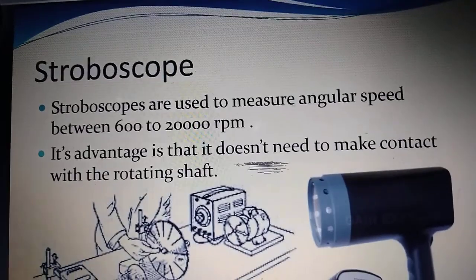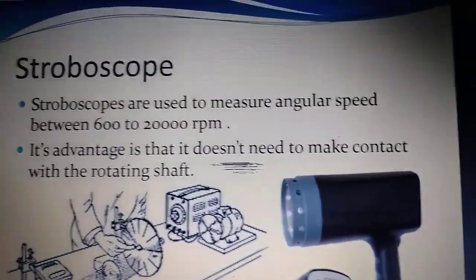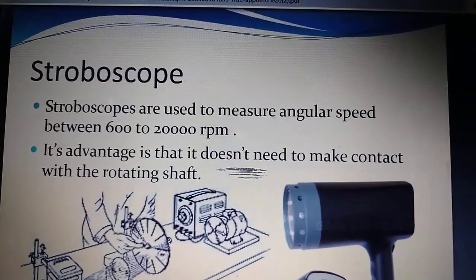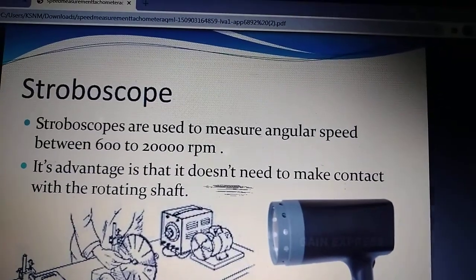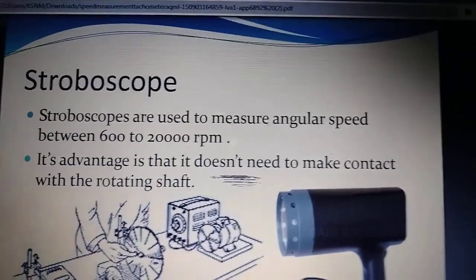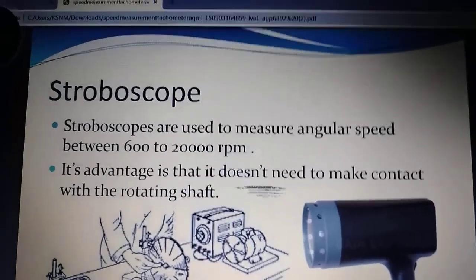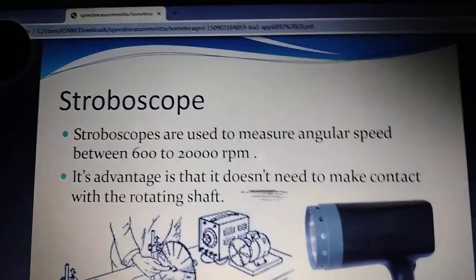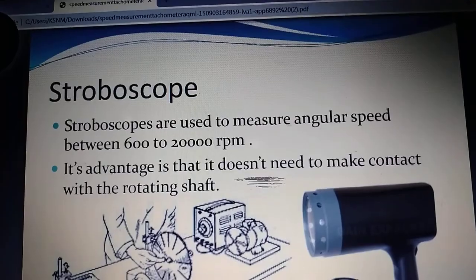The stroboscope is placed parallel to the moving shaft. With this arrangement, at one light frequency the mark on the disc shaft appears stationary. So the frequency of light is equal to the speed of the rotating shaft, and directly you can read it on the stroboscope frequency scale. These are the working principle and operation of the stroboscopic transducer.